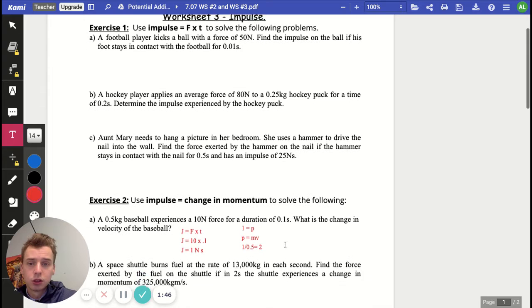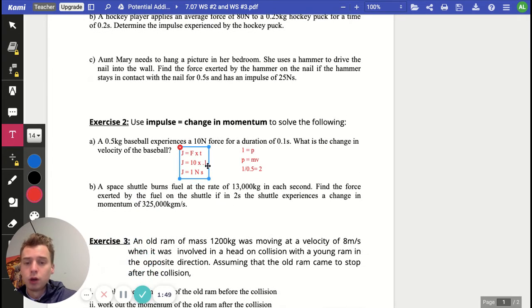So for some of these problems, you are going to need to use the knowledge that impulse is the change in the momentum. And then for some of them, you're going to need to use your knowledge of the fact that impulse is equal to the force times the time.